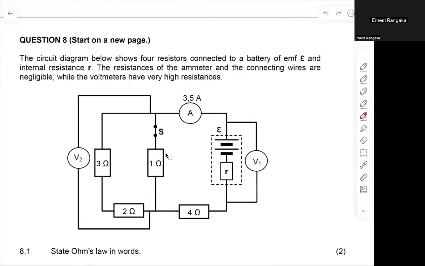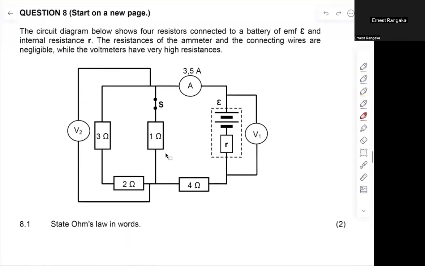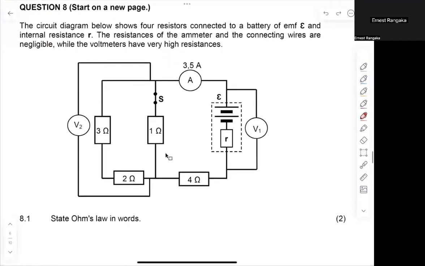Okay, so the question there states that the circuit diagram below shows 4 resistors connected to a battery of EMF E or epsilon and internal resistance r, the lowercase r. The resistances of the ammeter and the connecting wires are negligible, while the voltmeters have a very high resistance, right? So assume no current flows through the voltmeters, and you can assume that current flows through ammeters and the wires without any disruption. Then 8.1, state Ohm's law in words.